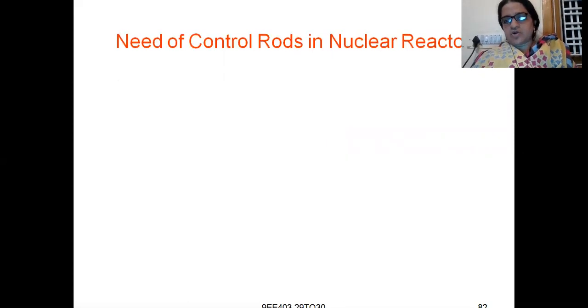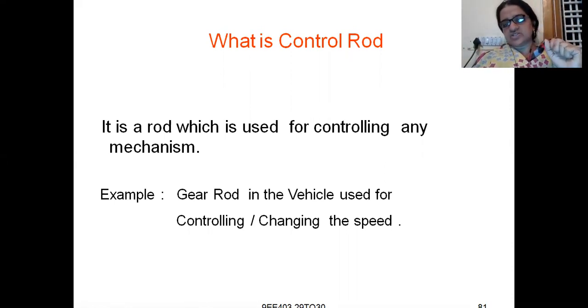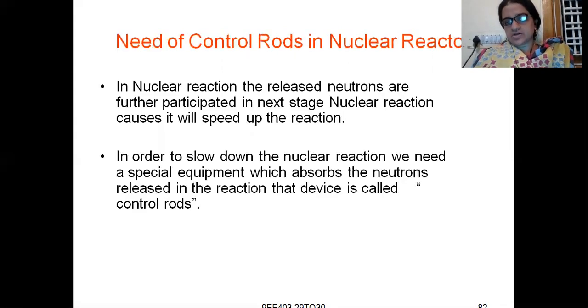Gear rod means, while driving a bike or car, according to the speed variations, we change the gear. According to the change of gear, our car also runs at that speed. Similarly, the control rod is an instrument which will control the nuclear reaction, the mechanism of a nuclear reactor.